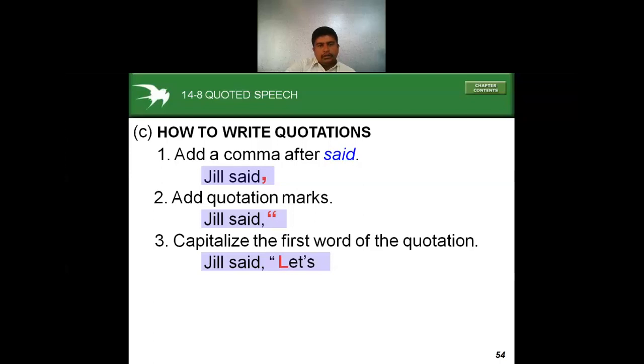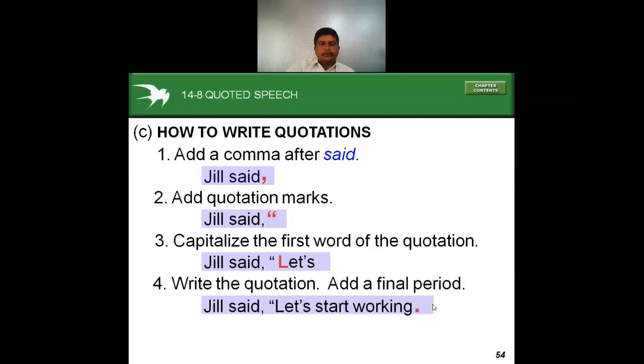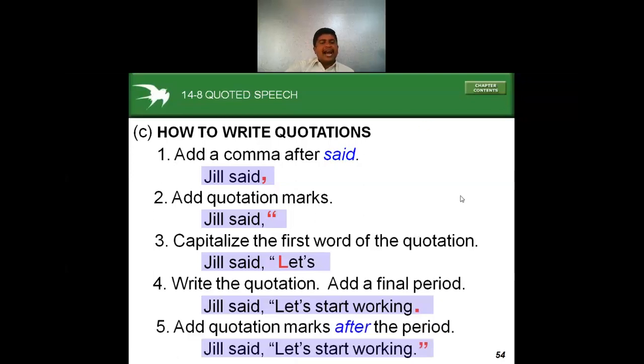Third rule, capitalize the first word of the quotation. Jill said, "Let's". Write the quotation and add a final period. Jill said, "Let's start working." Add quotation marks after the period. Jill said, "Let's start working."